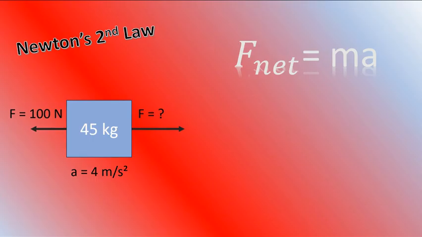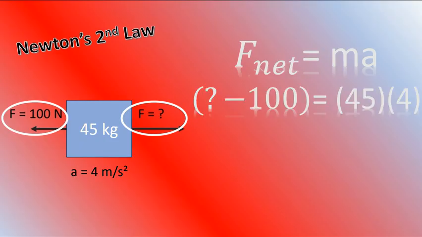All right, let's say we know the mass. We know how fast it's accelerating, accelerating 4 meters per second squared to the right. And we know that there's some force trying to slow it down here, and then there's a force speeding it up on this side. So how big is the force that's speeding it up? Well, we'll put in the numbers.